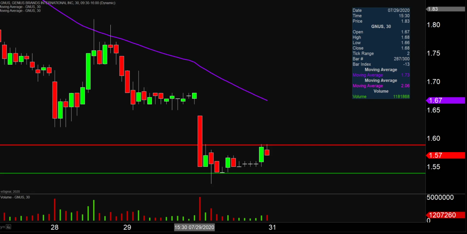So all in all, though, the bears seem to be back in full control, but we'll see how this one closes out the week on Friday.